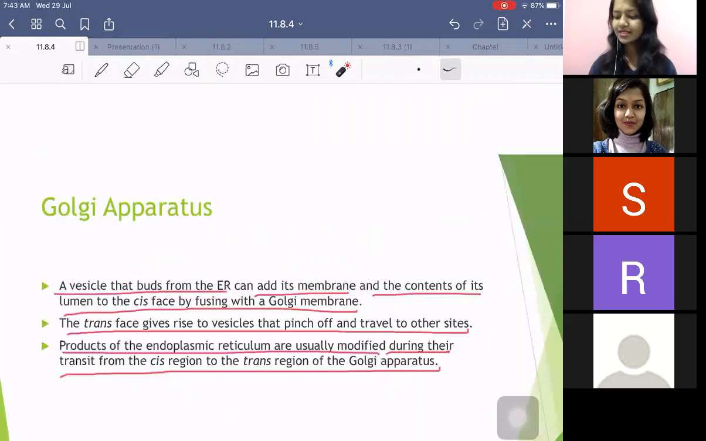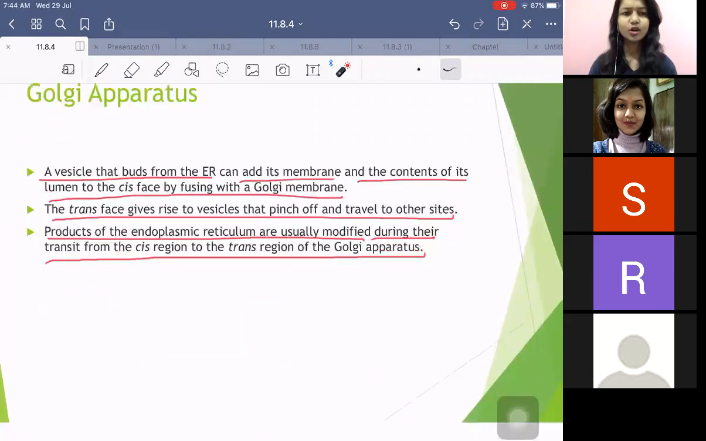So in your 10th standard, I remember, if I am not wrong, there was a question: what if there was no Golgi apparatus in the cell? What would happen? Do you remember that question?